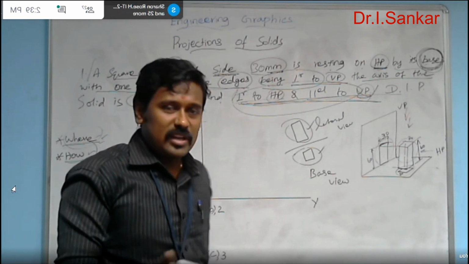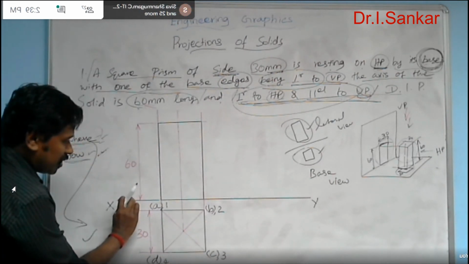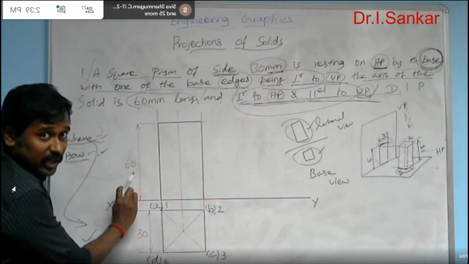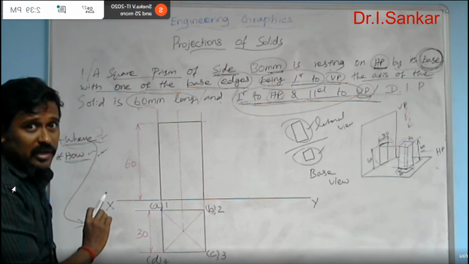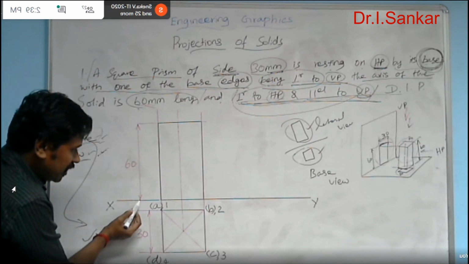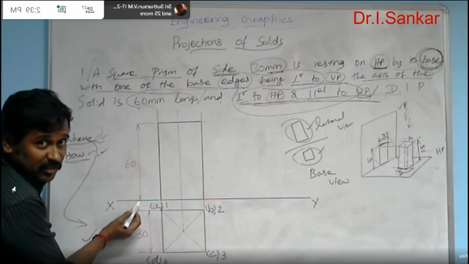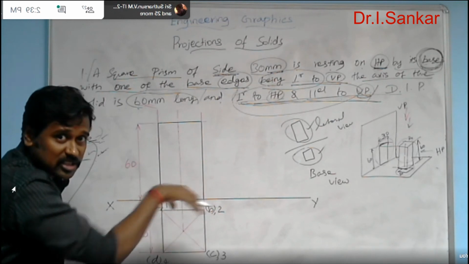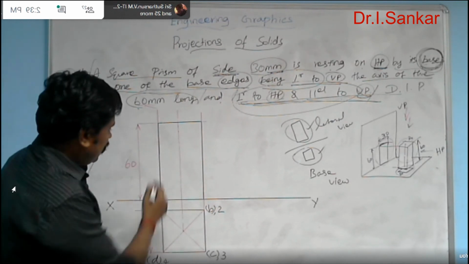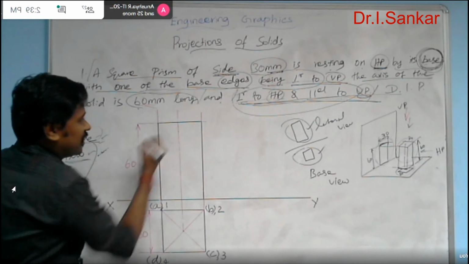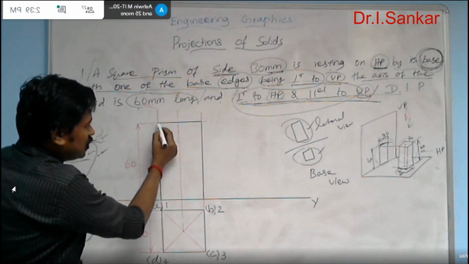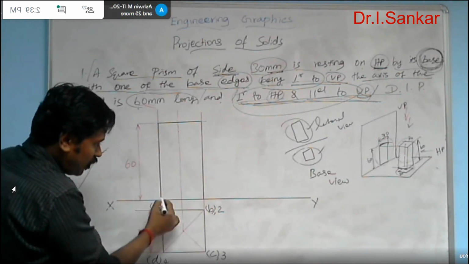If it happens like that, definitely I need to consider that gap above the XY line, and then start calculating the 60 mm height. Here I started calculating the 60 mm height from the XY line itself, because the object is resting on the HP. And here you need to name the corners. Here you need to name 1, 2, 3, 4 corners.